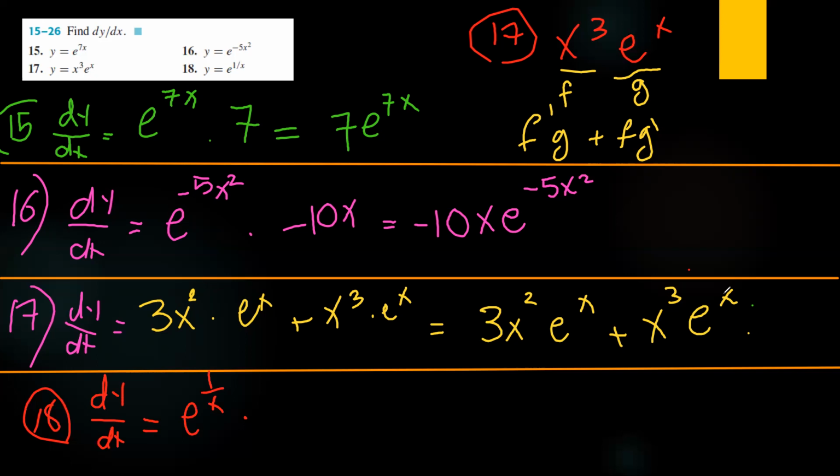Sorry? X to the power what? No, 1 over x, 1 over x squared. Negative 1. Bravo. Negative 1 over x squared. So it will be negative e to the power 1 over x, over x squared. This is here in number 18.